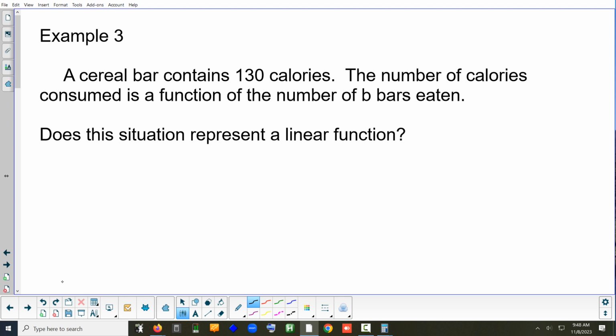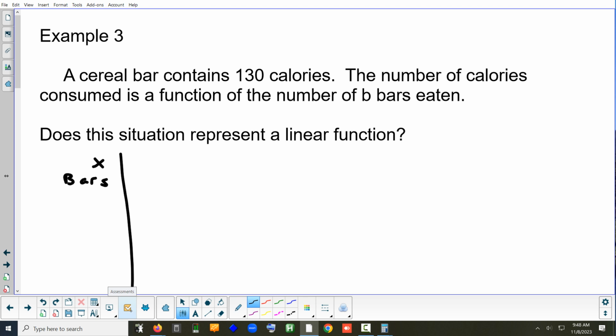Okay. So the first thing is, does this represent a linear function? Well, to figure that out, we should make a table and see if we add the same thing each time. All right. So let's start with x. So this is going to be the amount of bars that you eat. And how many calories do you get from each bar that you eat?